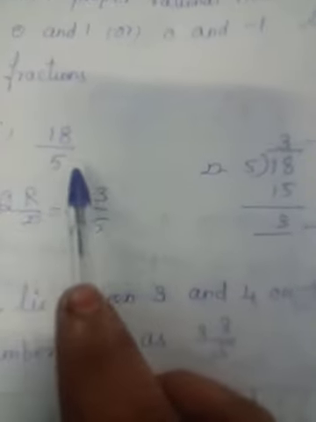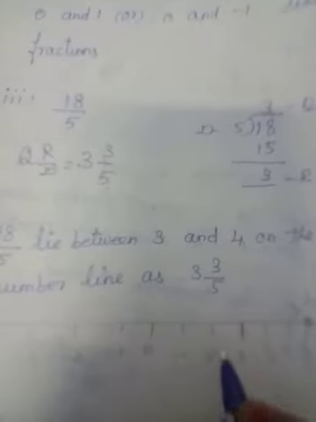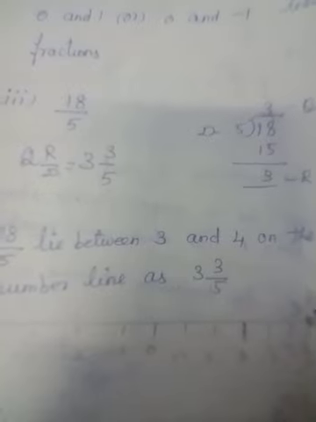I explain another example, 18/5. The 18/5 is an improper fraction, so you must convert it to a mixed fraction. Now we can say that the number lies between 3 and 4. The unit part between 3 and 4 is first divided into 5 equal parts as the denominator and mark the point 3/5. The third part is marked as 3/5.